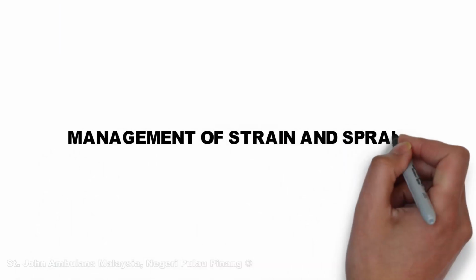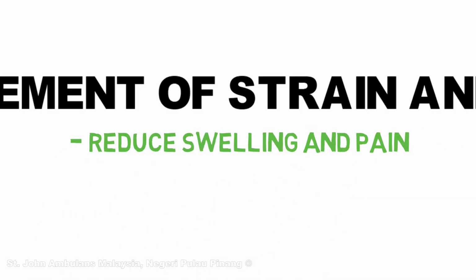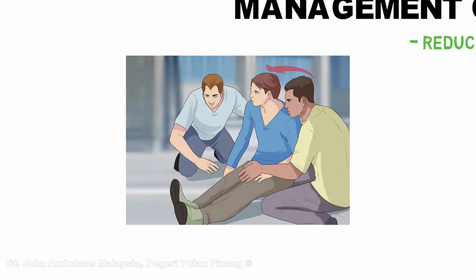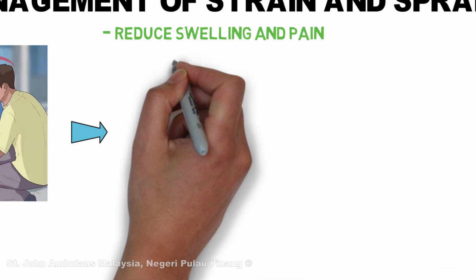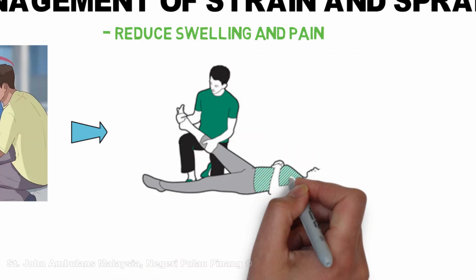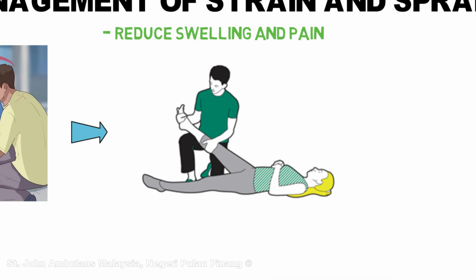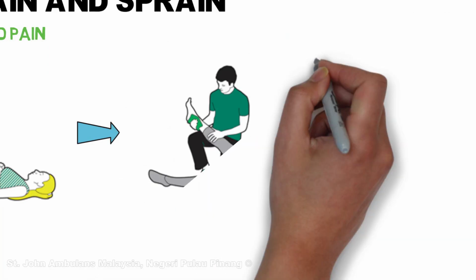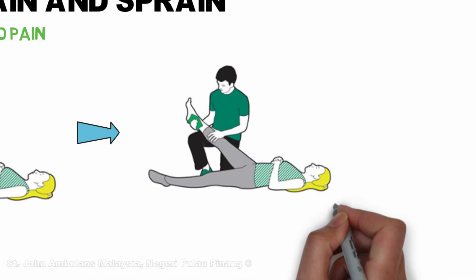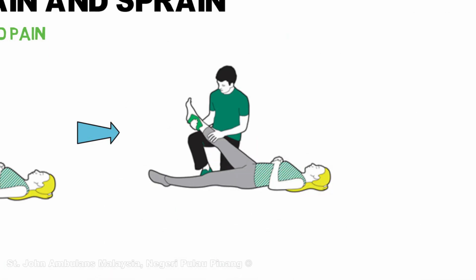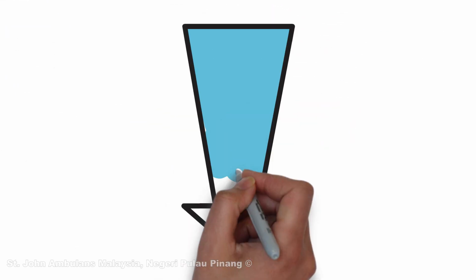Management for strain and sprain. To reduce swelling and pain, help the casualty to sit down or lie down. Support the injured part in a comfortable position, preferably raised. Cool the area by applying a cold compress such as an ice pack. This will help to reduce swelling, bruises and pain.